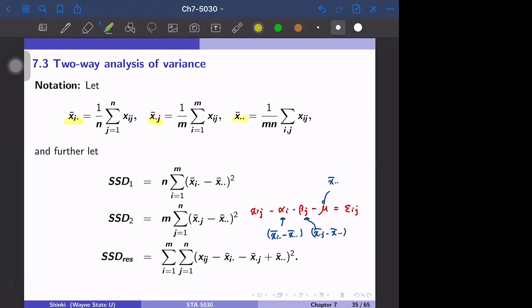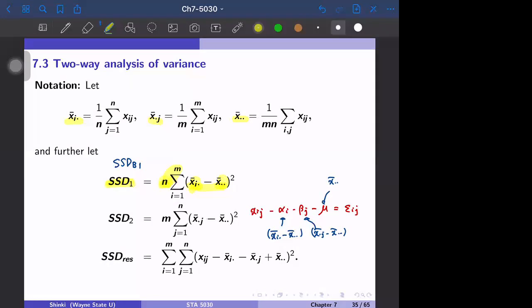Then we can define the sums of squared deviations. The first one is the sum of squared deviation between groups for the first factor, SSB1. This is n times the summation, i equal to 1 to m, of x_i dot bar minus x dot dot bar. So this is the difference between the overall mean and the i-th level mean. This is the between variation for the first factor. And to make the overall number of terms equal to m times n, we multiply by n here.